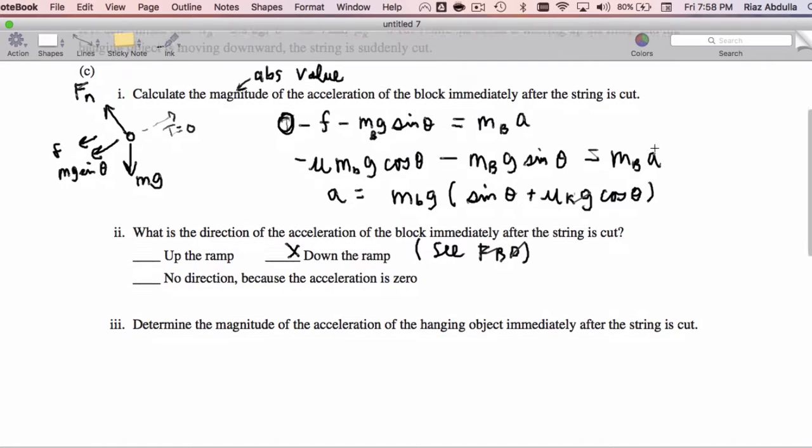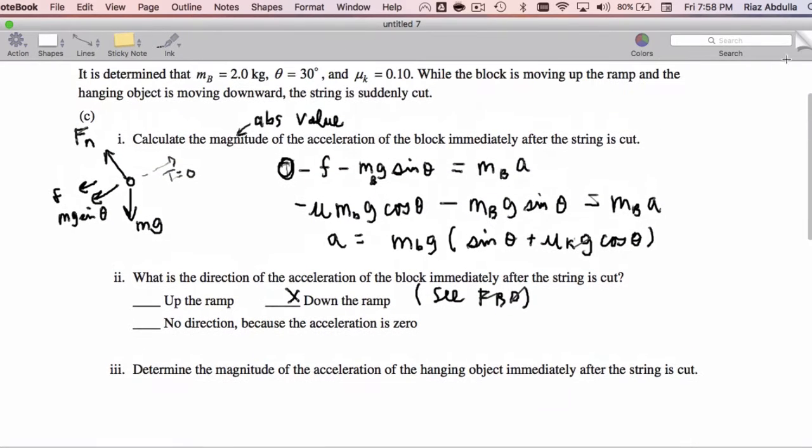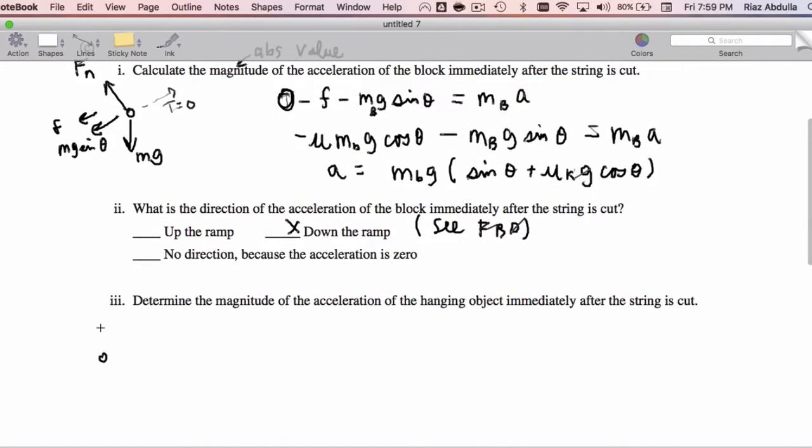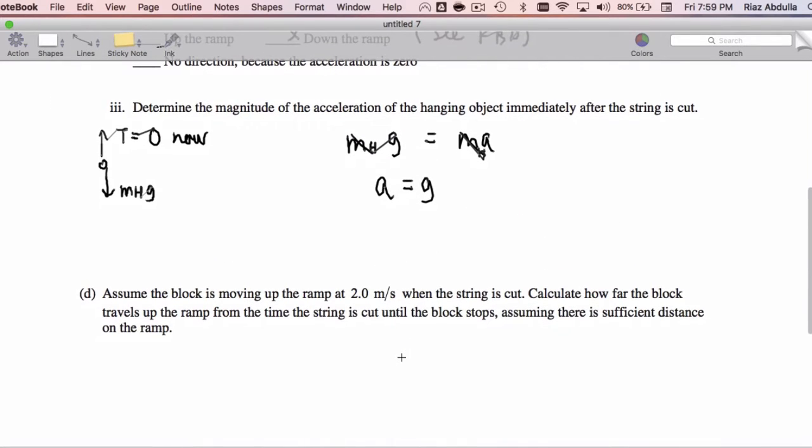And lastly, the acceleration of the hanging object immediately after the string is cut. Well, we cut the string. The free body diagram used to be T and m_h times g, but T equals 0 now. So we have m_h g equals m_h a. So a is just equal to g for that.